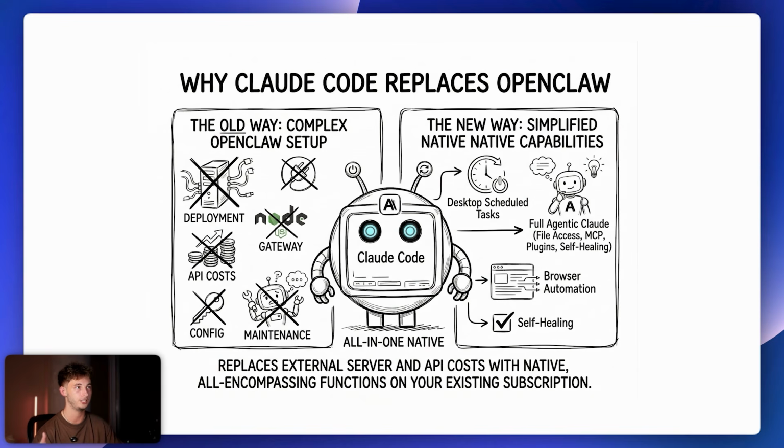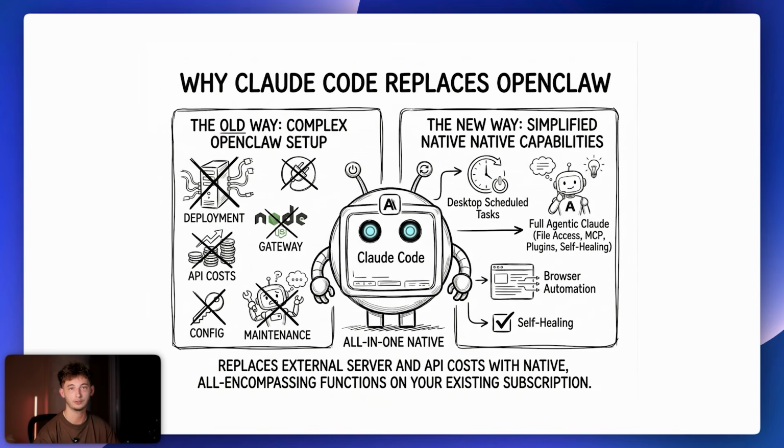You need a server, you need to deploy a Node.js gateway, you need to configure your API keys, make sure it's locked down, have your messaging channel set up, your security sandboxing, and you're paying for the API credits on top of all that. And if something breaks, which it does very often, you need the technical knowledge to go in and actually fix it.